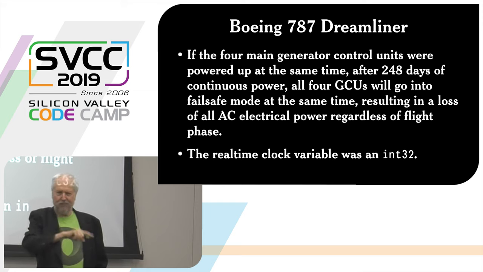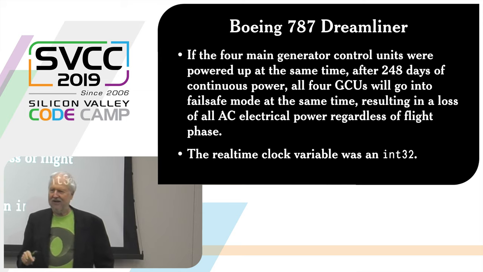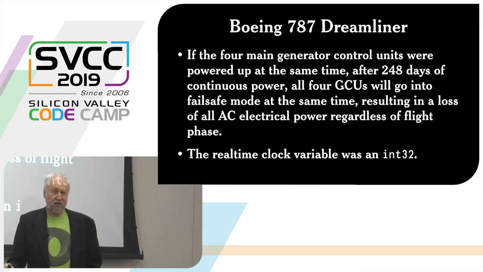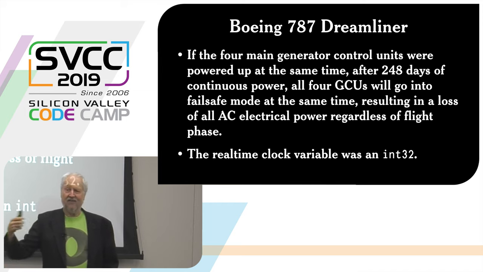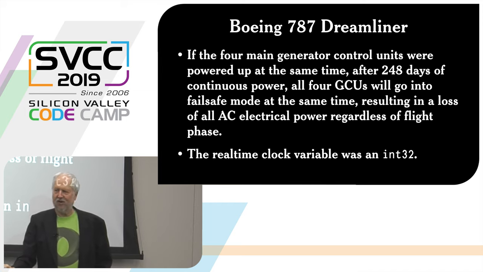Someone went, I'll pick an int32 for that. So the FAA allowed the planes to continue to fly, but issued an order that you had to turn the plane off and on every 120 days. And in fact, you've observed stuff all the time where you turn it off and on and it works. Why does that work? Very often it's because of this.